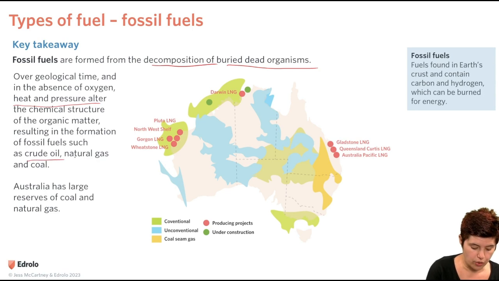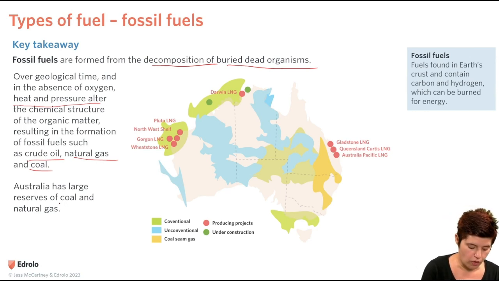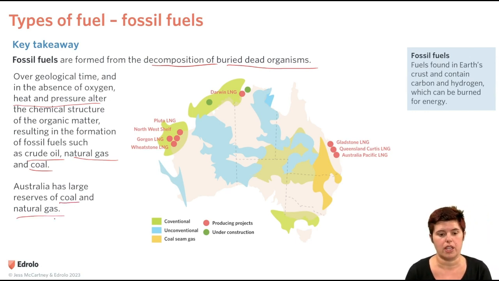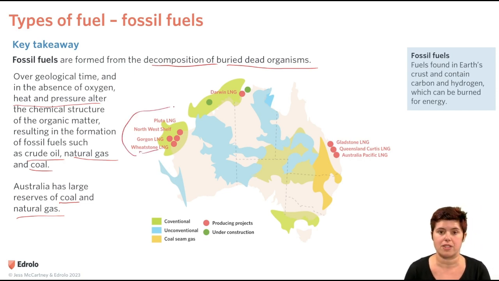And these, again, are crude oil, natural gas, and coal. Now, when we're thinking about Australia, we actually have large reserves of coal and natural gas only. We have very, very limited supply of the crude oil. And you can see in this image here where these reserves are located. And there's obviously lots of other areas where there's possible locations, but this is where there are current mines, as you can see, all up in the west side. There's lots of current mines currently being developed for coal and natural gas.